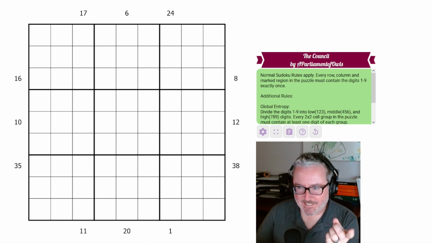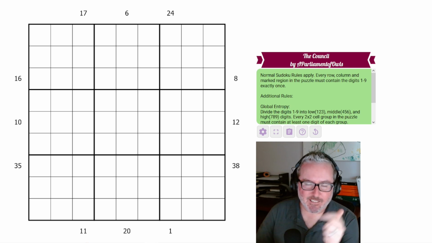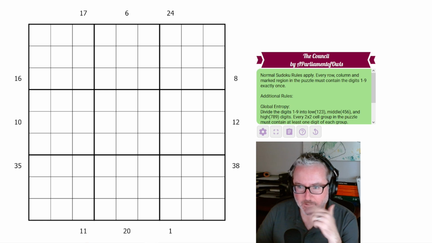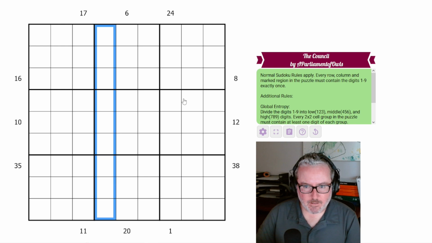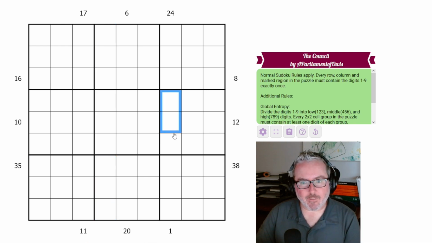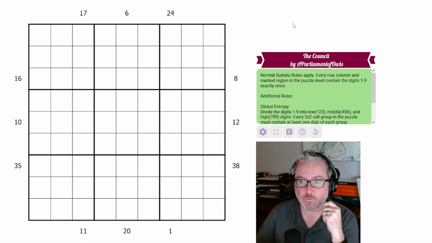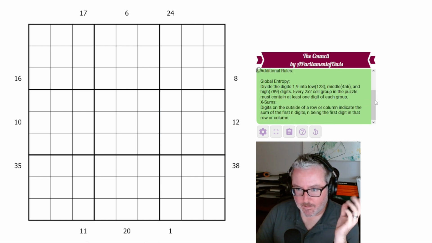Anyway, that said, let's take a look at this thing, see what's going on, and let's jump into it. So we've got normal Sudoku rules apply. Every row, every column, and every region contains digits 1 through 9 once each. Then we've got the additional rules.